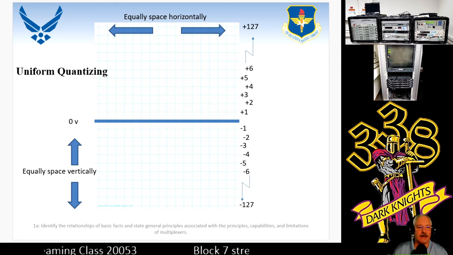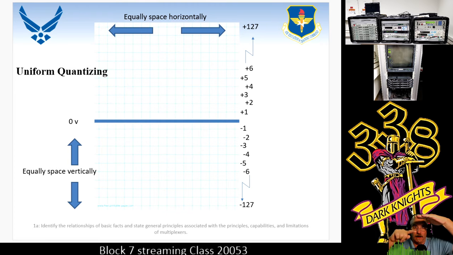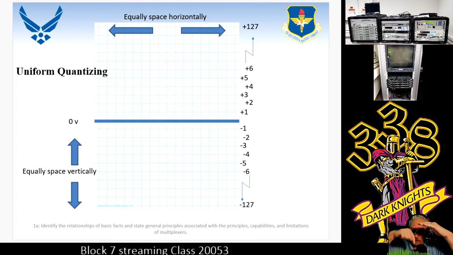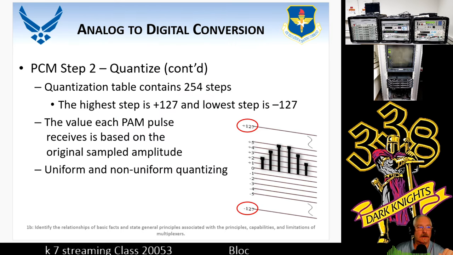It didn't state that when I was doing my research on there, so it just gives you an idea how things can be applied in keeping the distances so the analog signal doesn't peak out and hit the top or the bottom of that uniform quantization table. Now, when we look at the quantization table, it's 127 steps. Now, how did we get 127 steps out of it when we are in relationship to the digital format?